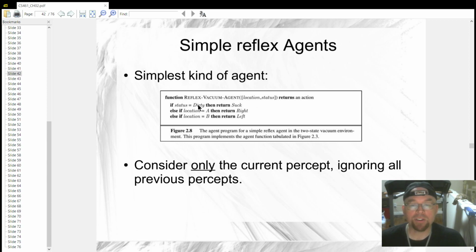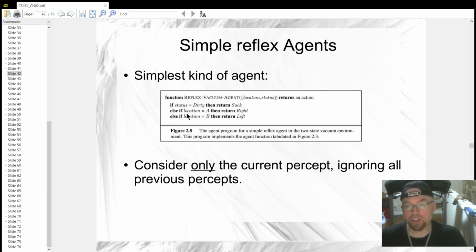But what if it's not dirty? If the status is not dirty, then the square is clean. So if the square is clean, then the vacuum has to move left or right. That's where this else if comes in. So it's not a dirty square, so then we kick down. And you can imagine how you code this. Think about translating this into C++ or Python. A lot of the homework you're going to do is that kind of thing, okay?